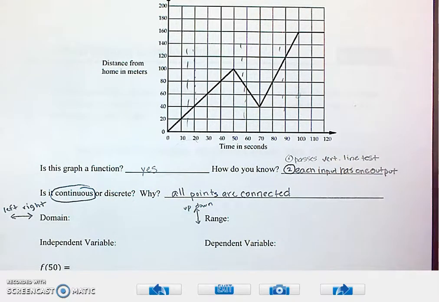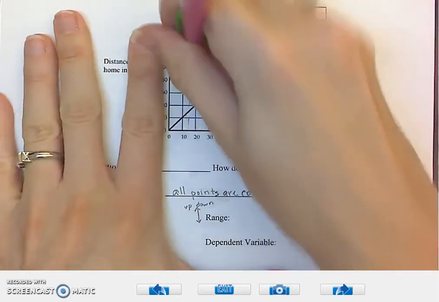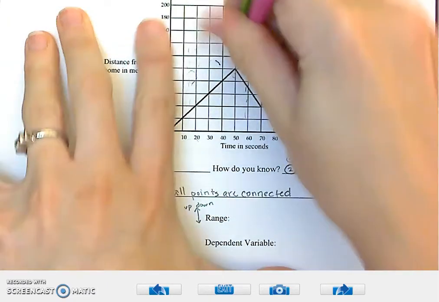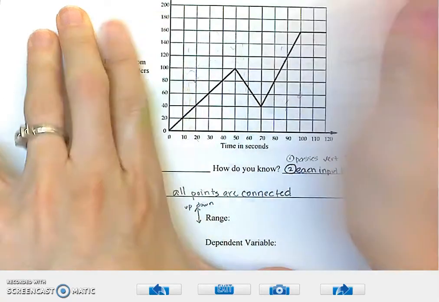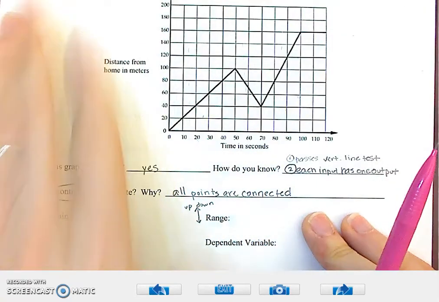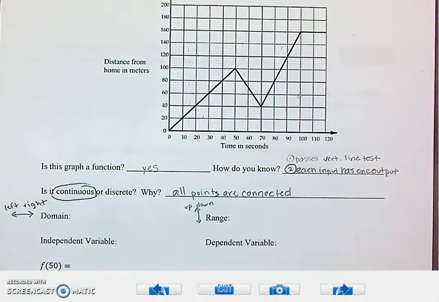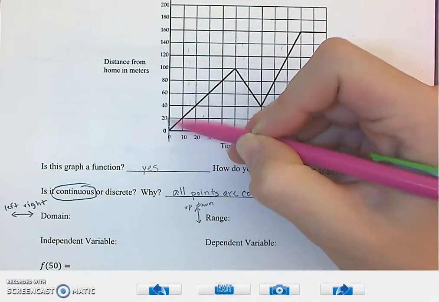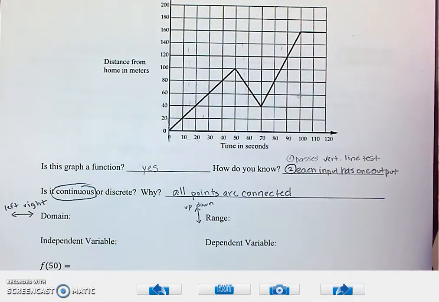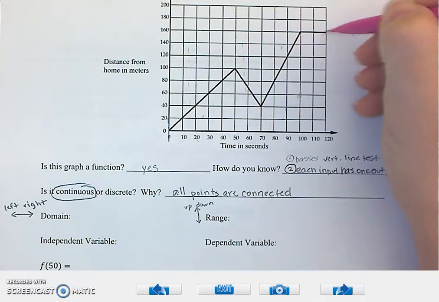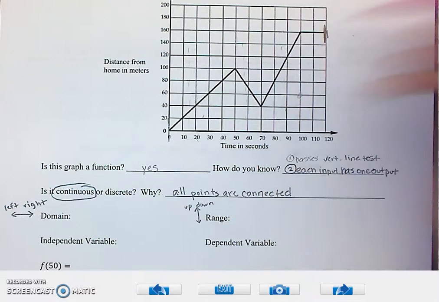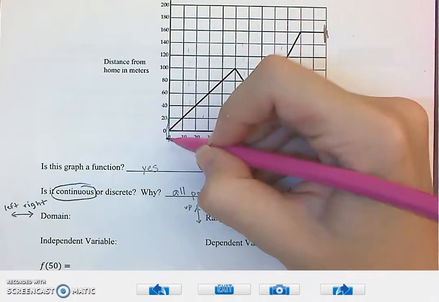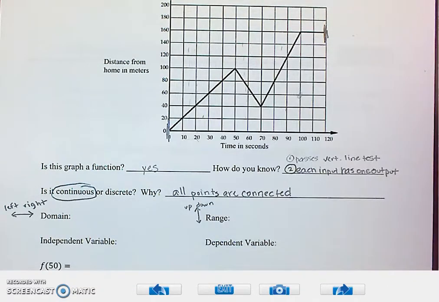So for domain, you're looking for that farthest left point. Let me erase these lines here. I'm used to my thing where I can just click a button and erase, and now I have to use my hands. So the farthest left point is right here, where my graph goes farthest to the left. Then my farthest right point is way over here. Let me make these a little bit darker. That's my farthest left and my farthest right.